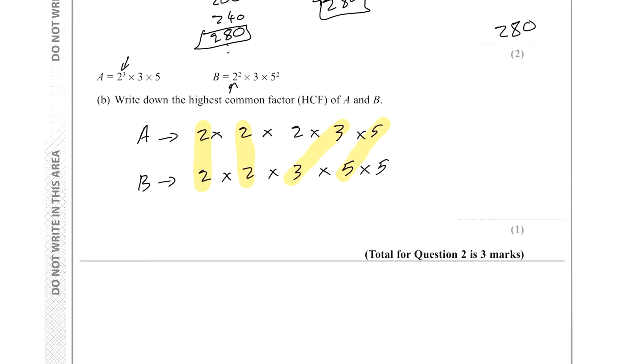So now I can write underneath this 2, which comes from here, times 2, that comes from there, times 3, that comes from there, and times 5, that comes from there. So if you do 2 times 2, which is 4, 4 times 3, which is 12, and then 12 times 5, which is 60. So that gives me 60. That's your answer for this one.